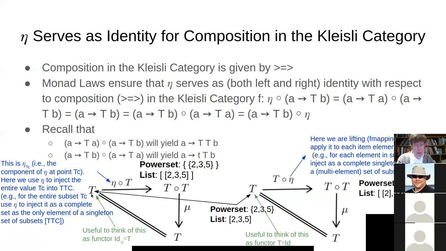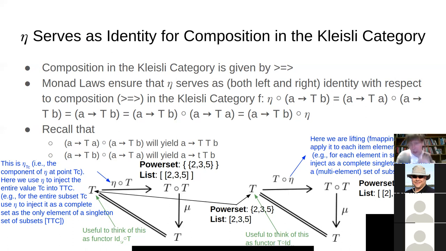Now, if we have 2, 3, 5 here, it turns out that we have two things that are guaranteed to be equal to 2, 3, 5, that result from this eta and mu. One thing we can do, and this is important, we can take the 2, 3, 5, and we can call eta on it, considering it as an element of this list of ints. Okay, so it's a list of ints, and we can call eta on a list of ints.